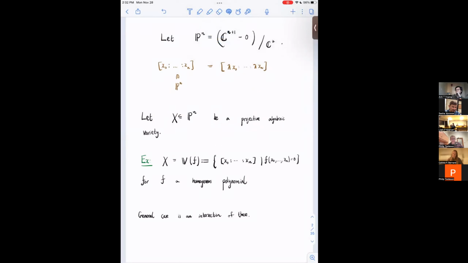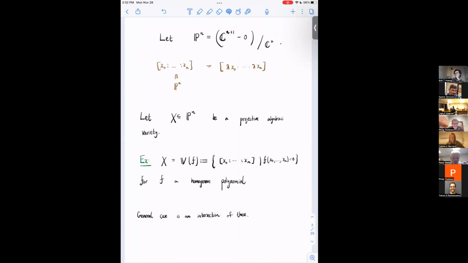What I'm going to be talking about is this: let X be a projective algebraic variety. So for example, X could just be all of P^n, or if you have some polynomial F that's homogeneous, say of the same degree d in all the variables x_0 to x_n, then V(F) could be the set of all projective coordinates where that polynomial vanishes. And in general, a projective algebraic variety is just an intersection of these V(F)s.